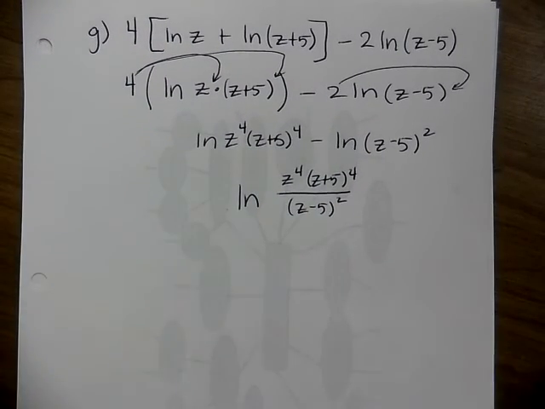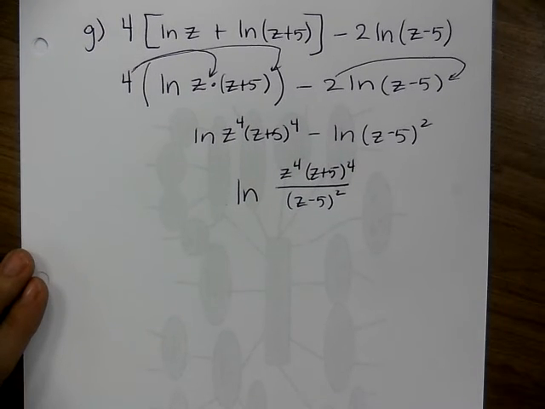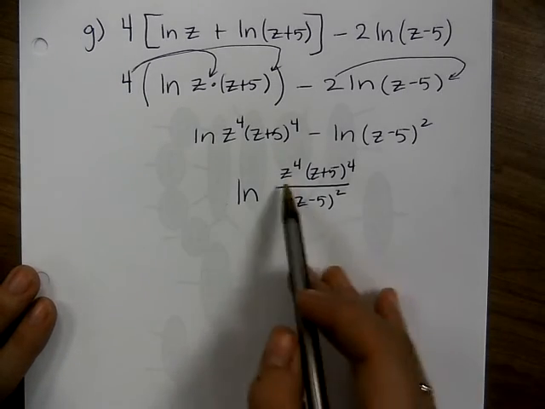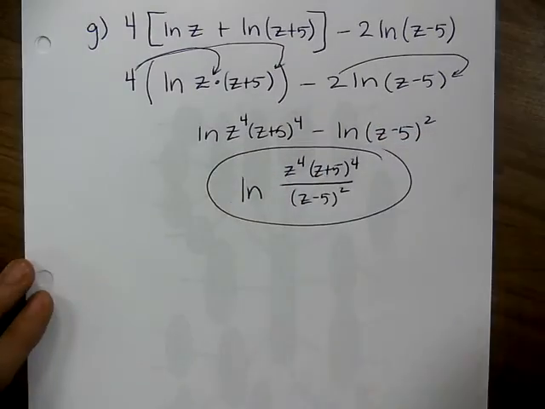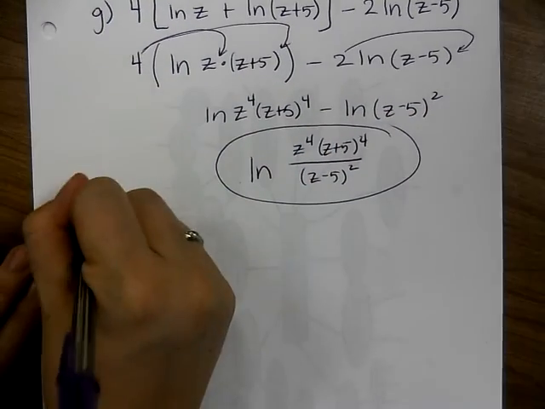And that's it. Yes? Is it wrong if you flip it for the numerator, if I had z plus 5 to the 4th first? Nope, that's okay. These are interchangeable because it's multiplication. Everybody all right with that one? All right, last one.